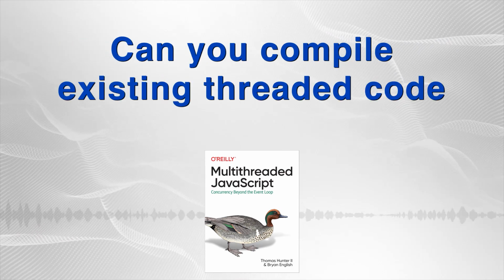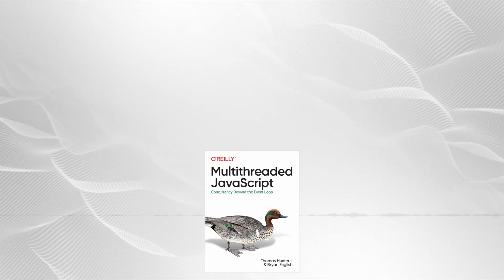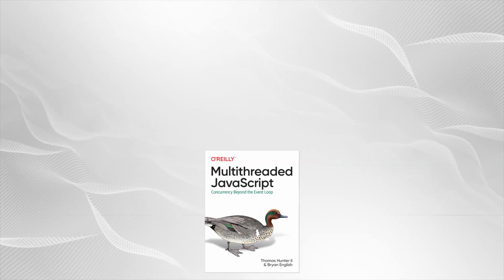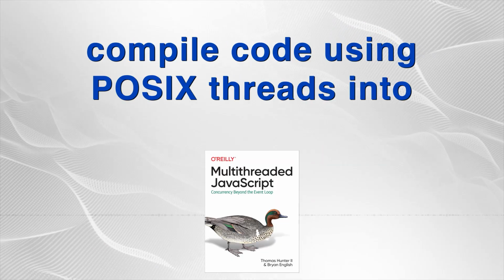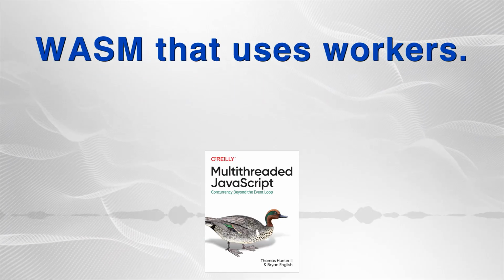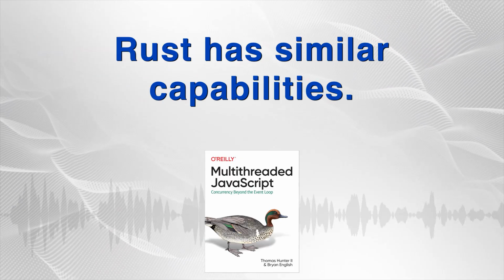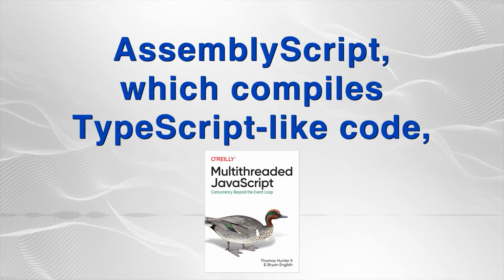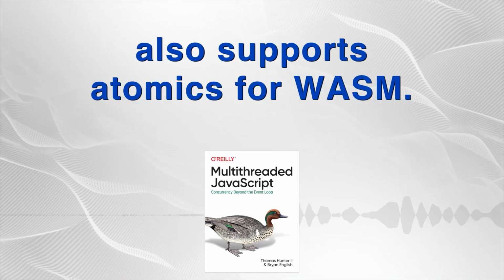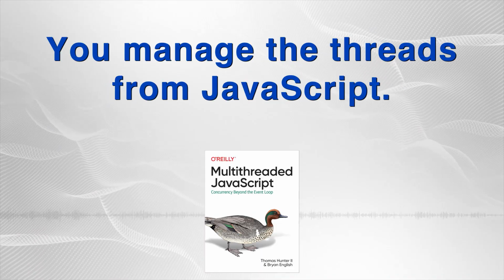Can you compile existing threaded code from other languages? Often, yes. Tools like Emscripten for C++ can compile code using POSIX threads into WASM that uses workers. Rust has similar capabilities. AssemblyScript, which compiles TypeScript-like code, also supports atomics for WASM. You manage the threads from JavaScript.